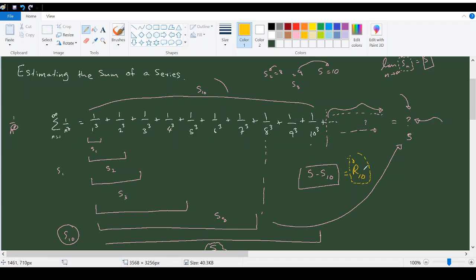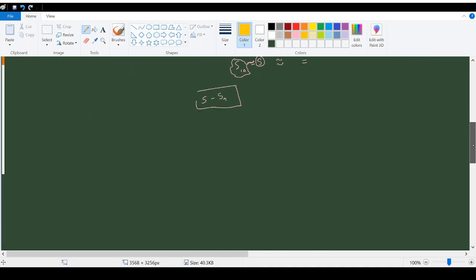Another way to look at this number is that it is the error of considering this as the answer of our series, that is the sum of 1 over n to the power 3. From the previous theorems, we knew that the series converges to a finite value, and the exact answer is this one.